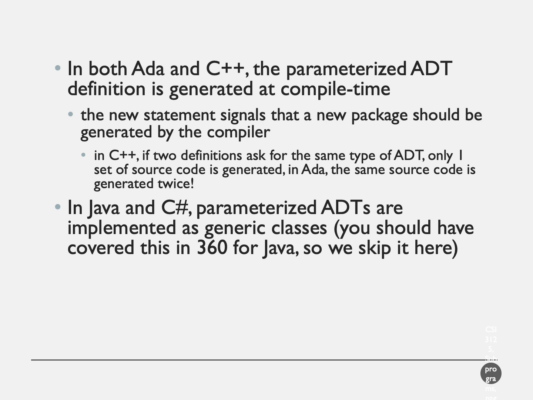So now shifting to Java and C#, both languages implement parameterized ADTs through generic classes. This should be familiar from your Java 360 course, or any Java course you did before, but we'll just go through it. I will not go into depth here. But just remember that in Java and C#, generics provide flexibility in type definition while maintaining type safety.